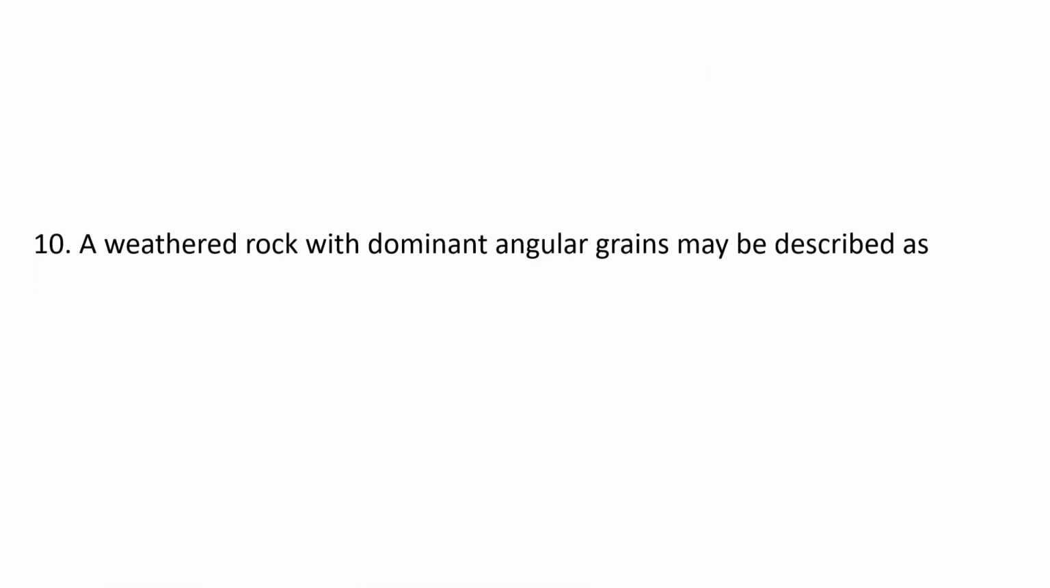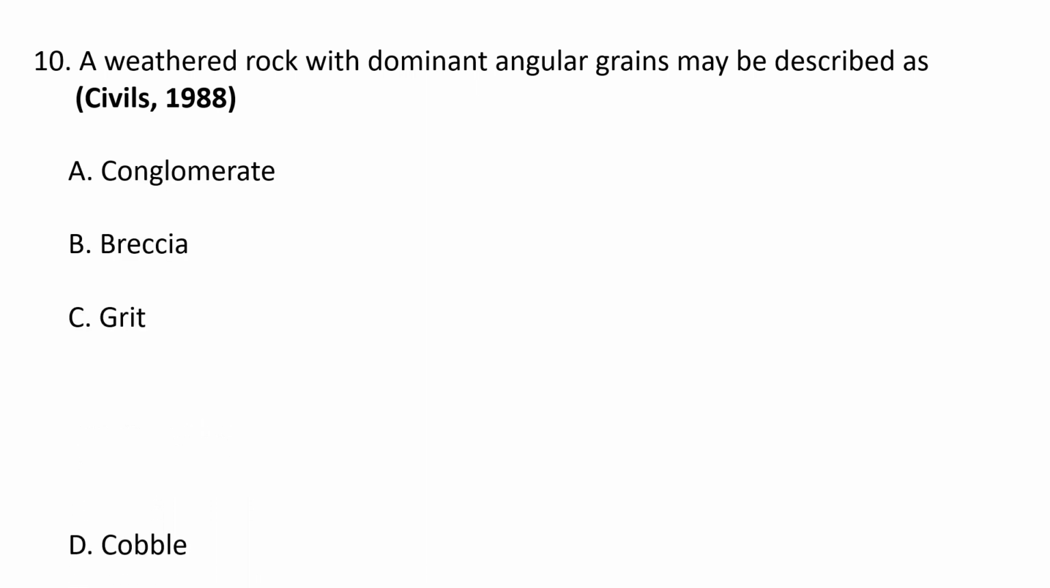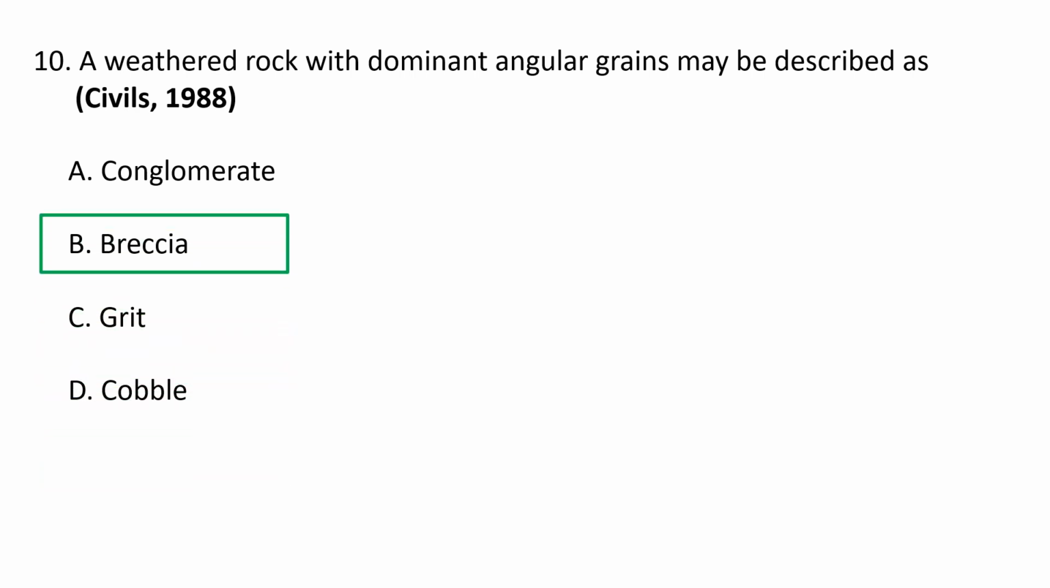A weathered rock with dominant angular grains may be described as A, conglomerate, B, breccia, C, grit, D, cobble. So the correct answer is B, breccia. Breccia is a rock formed from angular gravel and boulder sized clasts which are cemented together in a matrix. The angular nature of the clasts indicates that they have not been transported very far from their source.